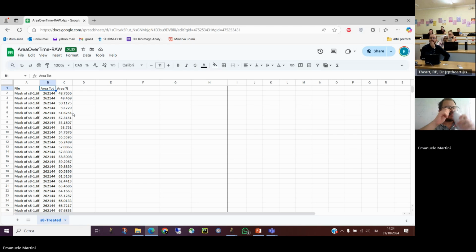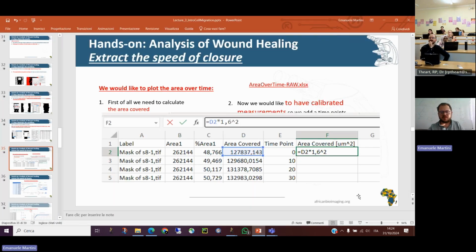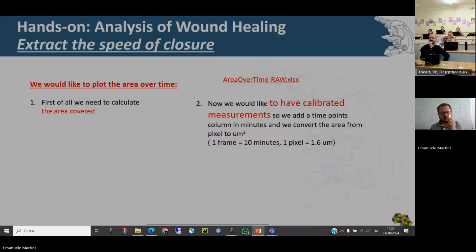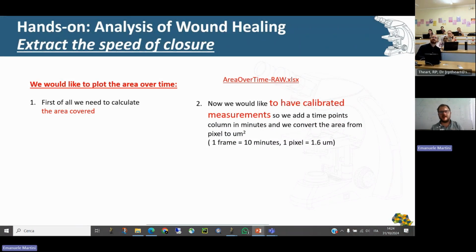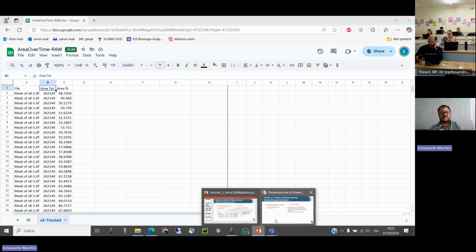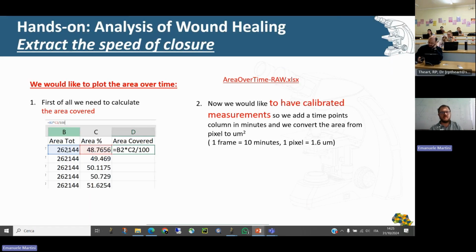Yeah, seems like it. Okay, so now we will do it step by step and see how it goes. The first thing you need is to calculate the area covered. And the area covered is really what we have already said: you want to do the area total multiplied by the percentage. Remember that this percentage is already multiplied by 100, so you also have to divide by 100, okay? So you should obtain something like this.